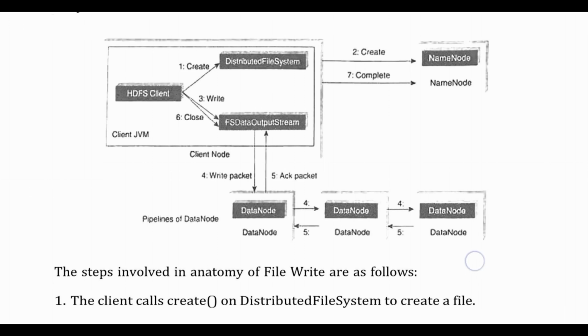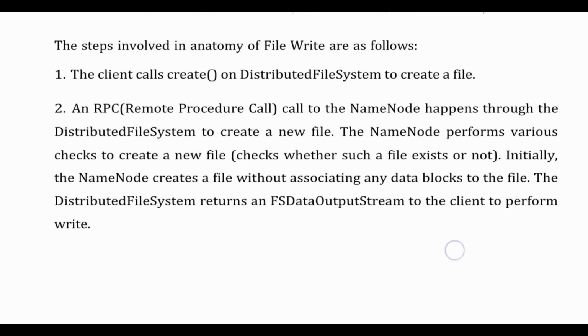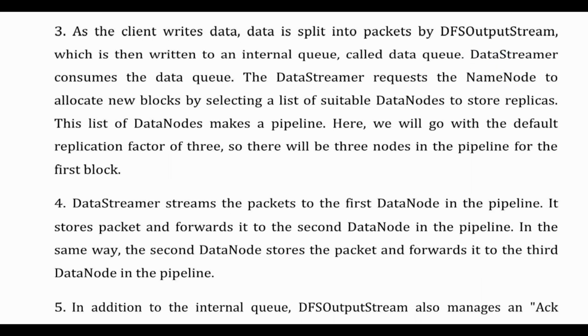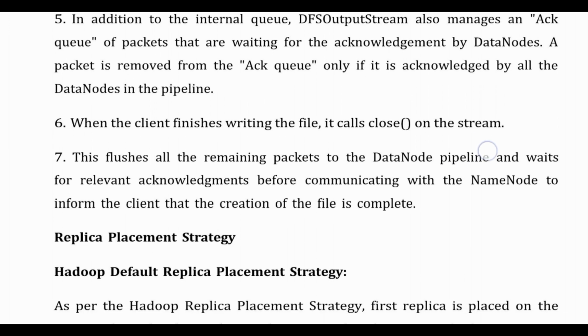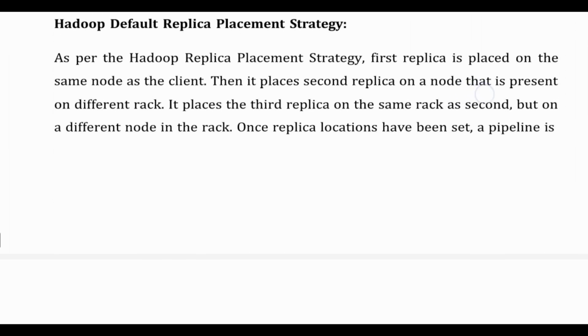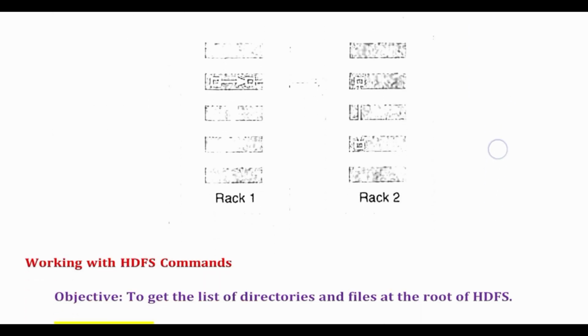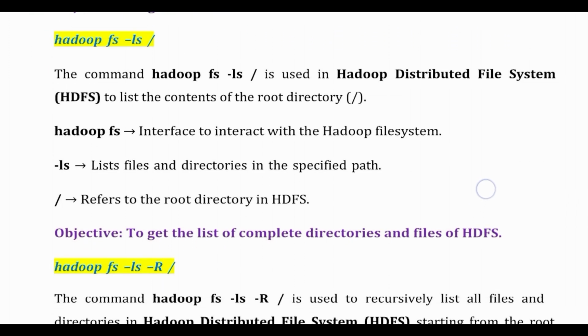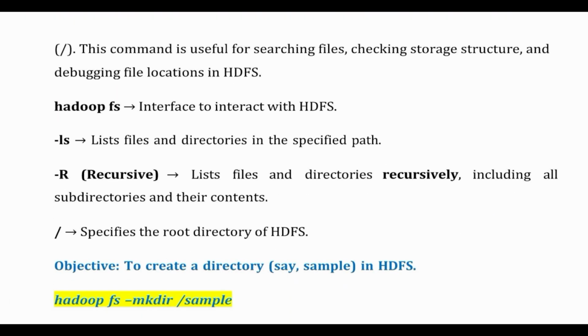History of Hadoop. Hadoop originated from work at Yahoo, inspired by Google's file system GFS and MapReduce papers. Doug Cutting and Mike Cafarella created Hadoop in 2006. Over time, it became the backbone of big data processing.